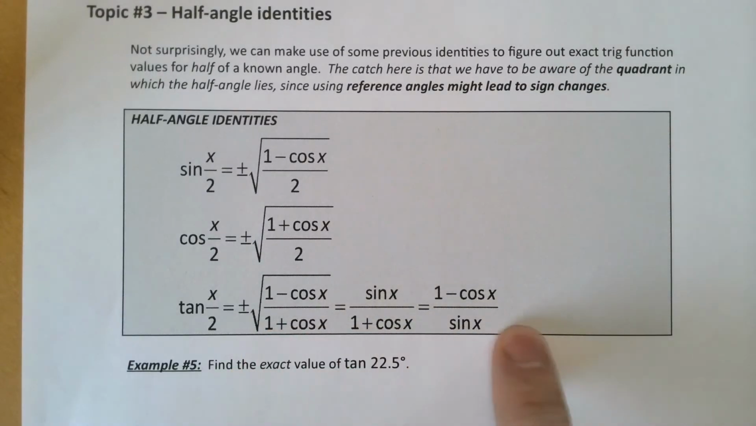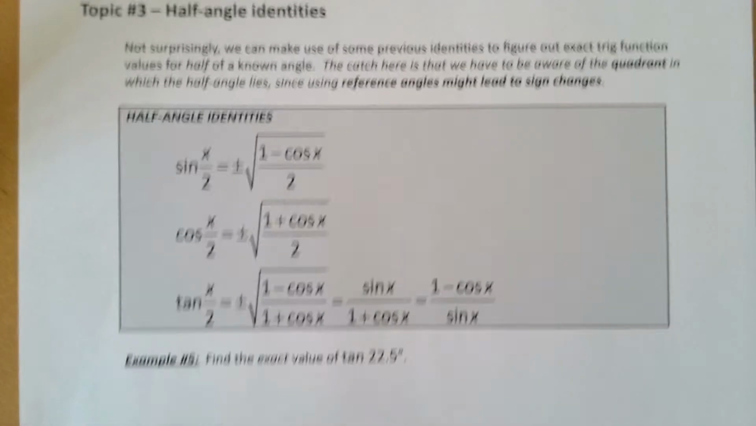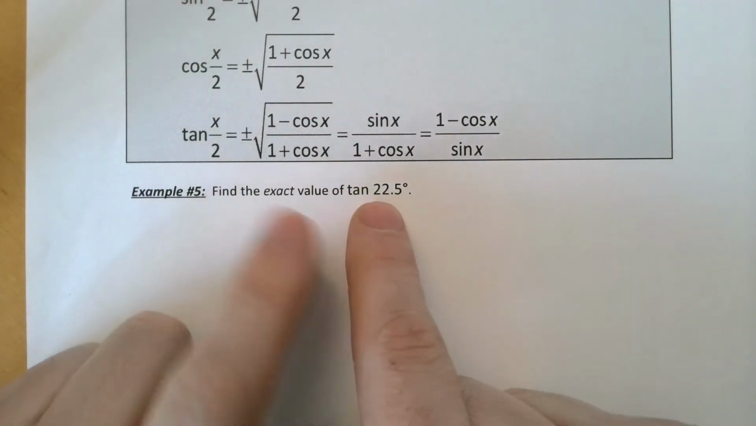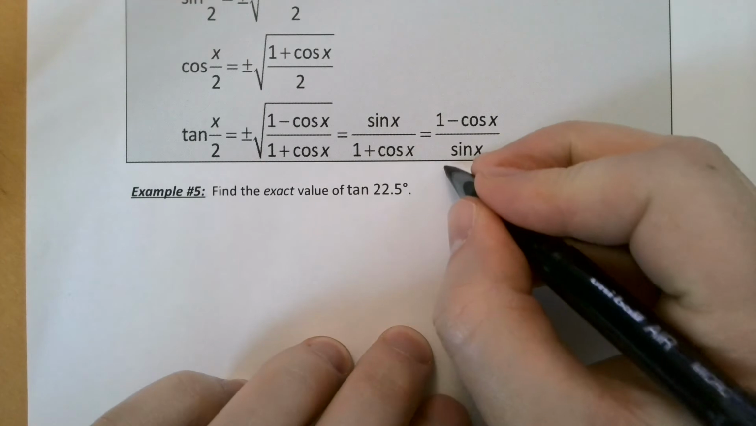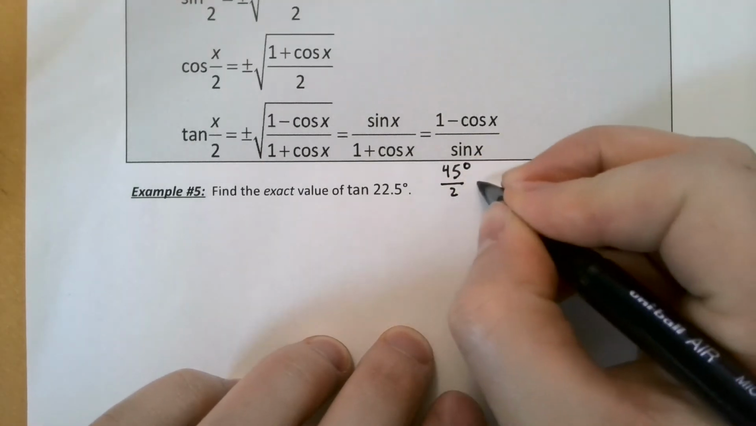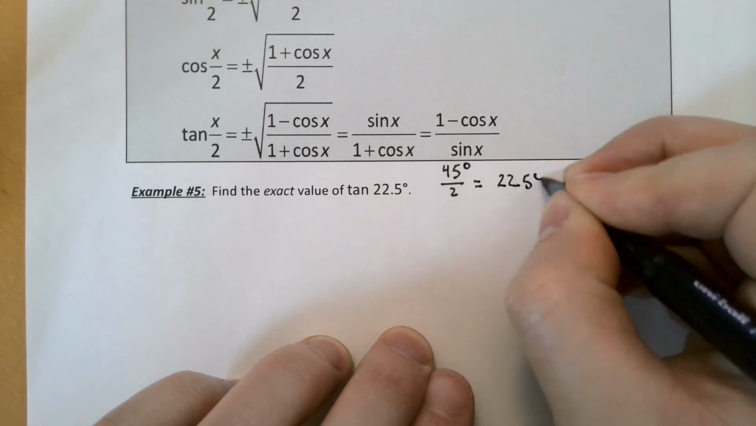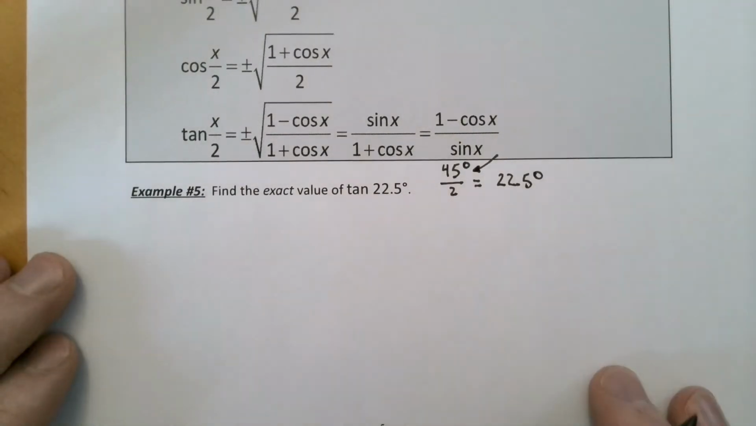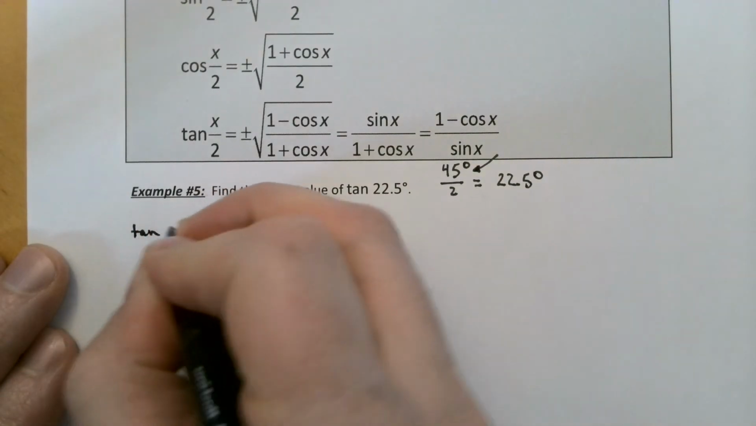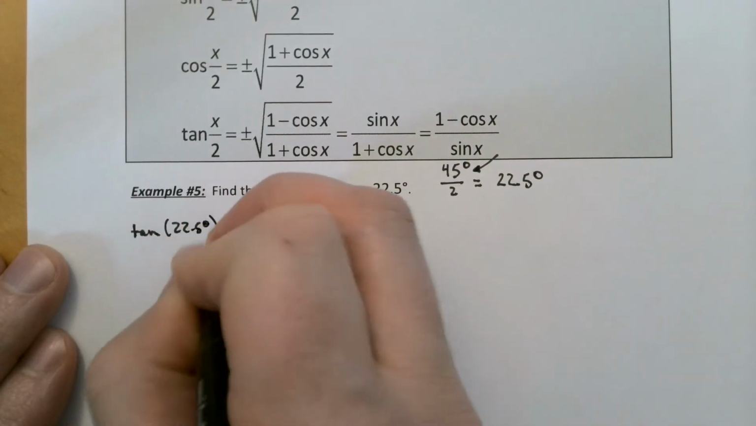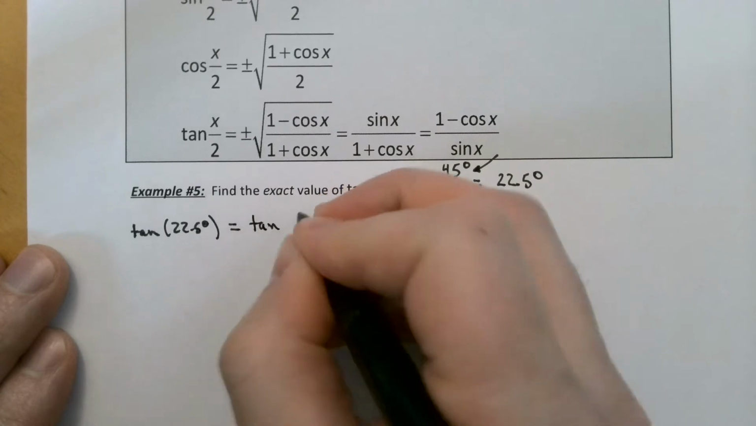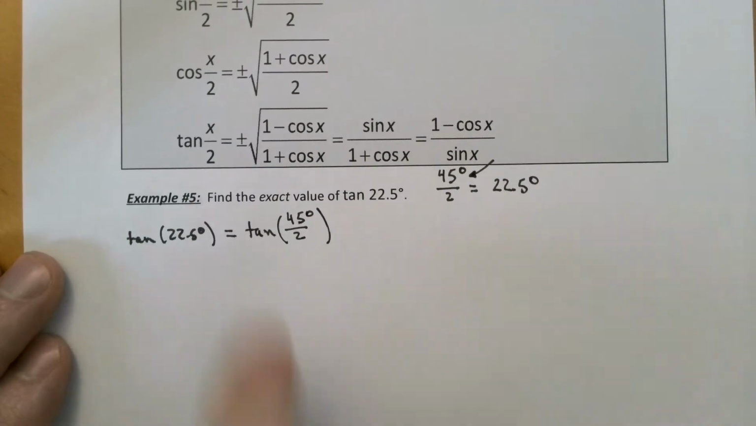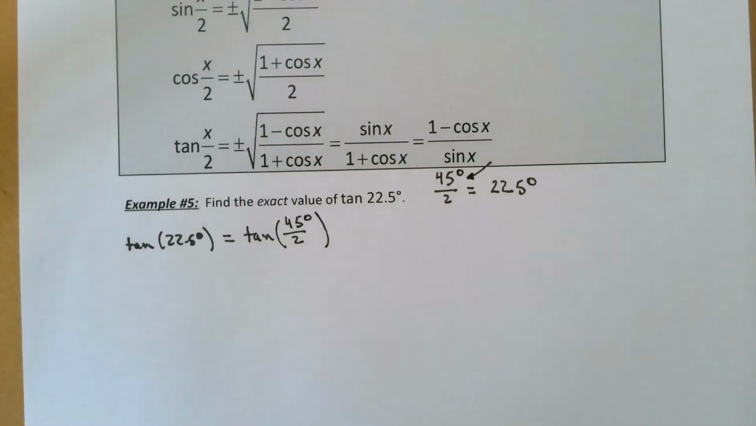Notice tangent has 3 different options for it. So we want to find the exact value of tangent of 22.5. First note that 45 degrees divided by 2 is equal to 22.5, and this is a special unit circle angle. So tangent of 22.5 degrees is really equal to tangent of 45 degrees divided by 2, and now we're set to pick whichever one of these we want.